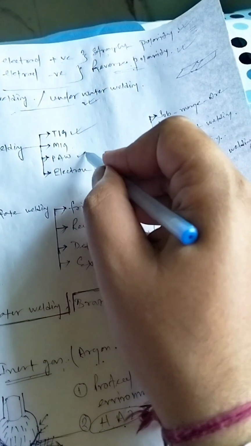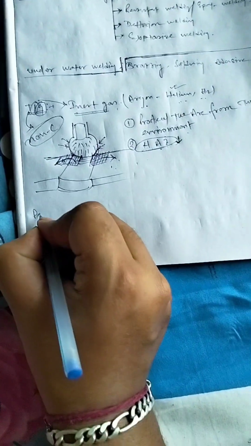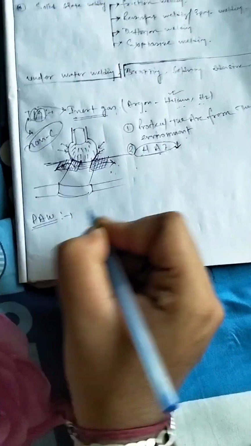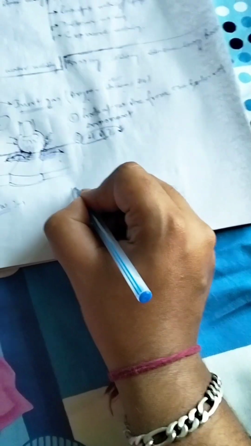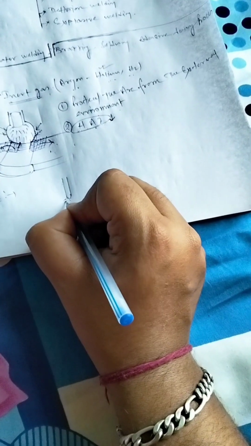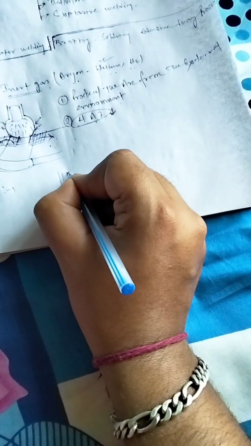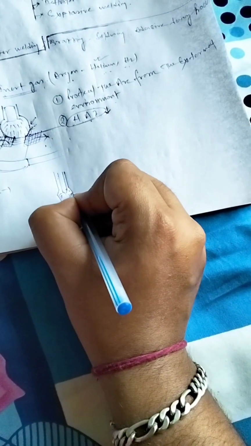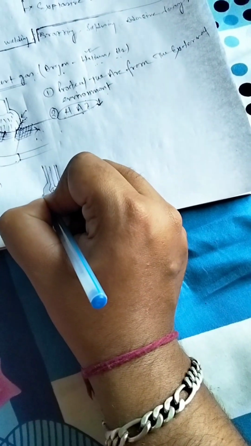Now if I talk about plasma arc welding, what is plasma arc welding? Here we use the same non-consumable tungsten electrode, and this electrode produces the arc. This arc is further compressed by the plasma, and this plasma is further covered by the inert gas.